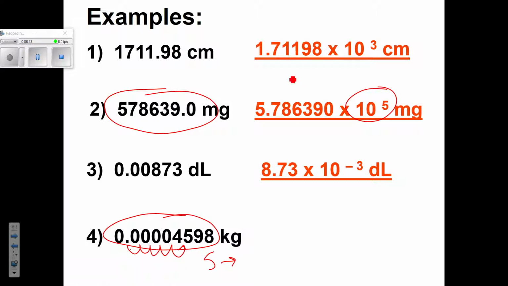It's positive. So back to number 4, you moved 5 places to the right. Your exponent is going to be a -5. And so that is what we have. So now let's look at some other scenarios where it gets a little different or a little more involved.